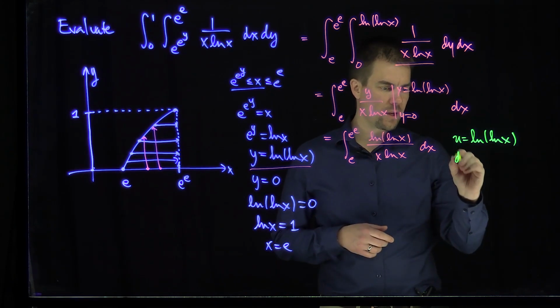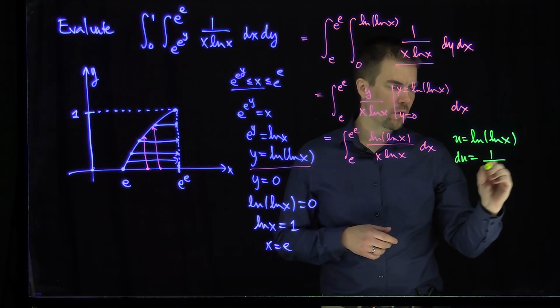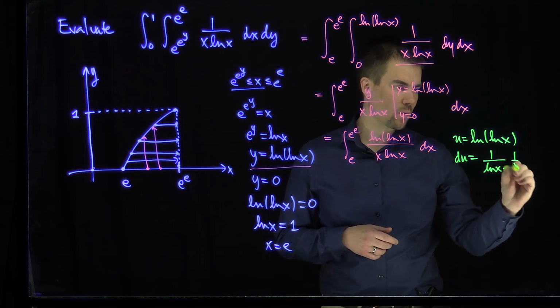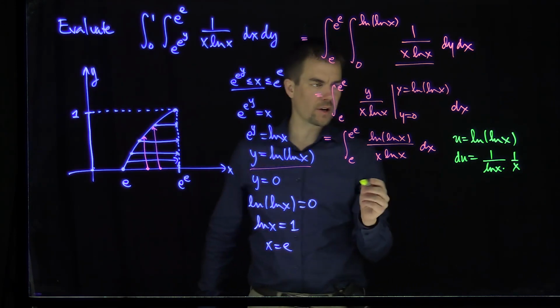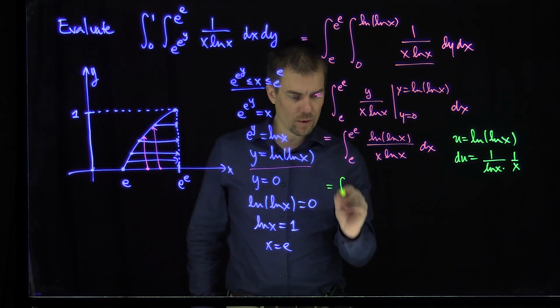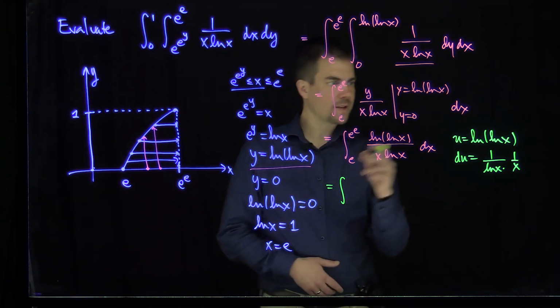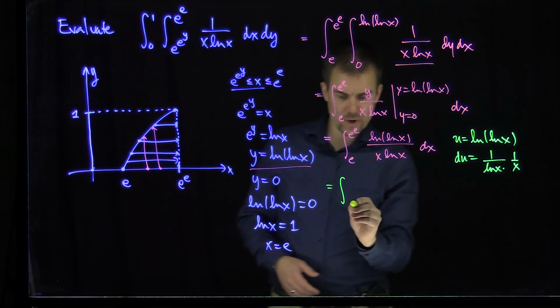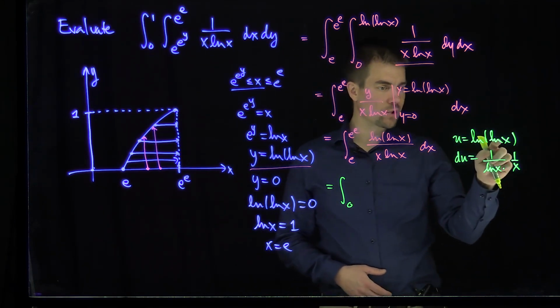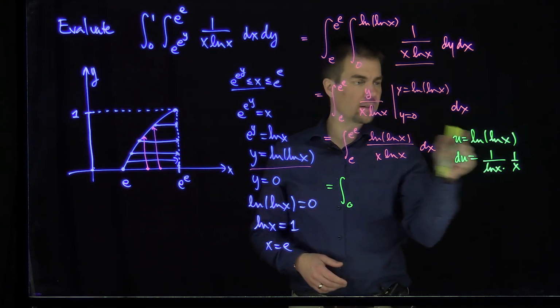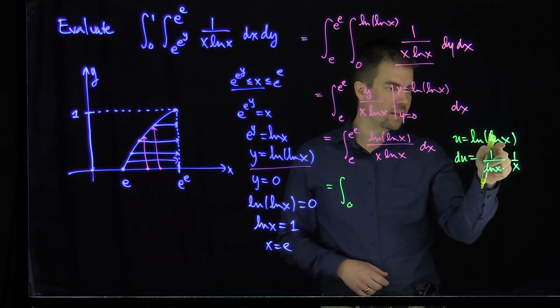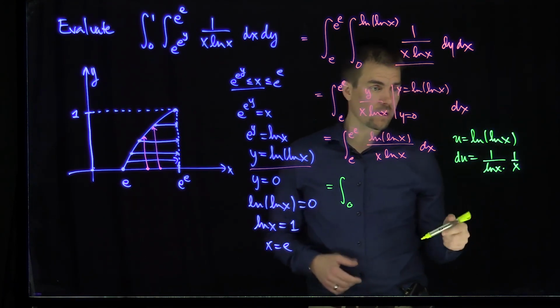Then what will du be? Then du is going to be 1 over x times 1 over the natural log of x dx. So that's a perfect derivative over here. And so what does our integral turn into with the substitution? Well, what will happen when x is equal to e? This is going to turn to a 0, because I'll have the log of e, which is 1, and the log of 1, which is 0. When I have e to the e, I'm going to have the natural log of e to the e, which is e. Then the natural log of e is going to be 1.